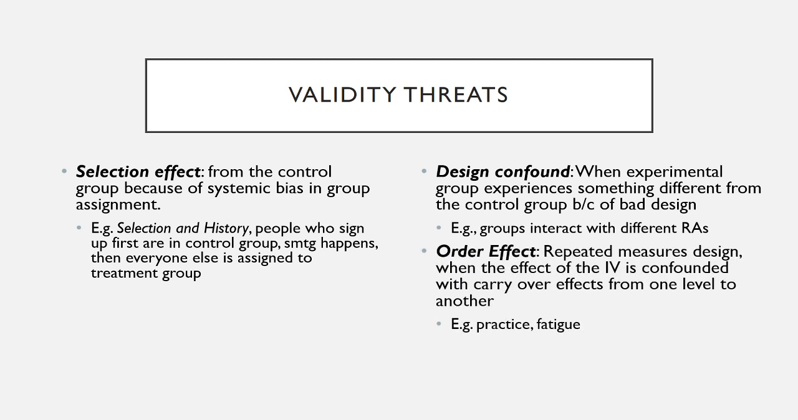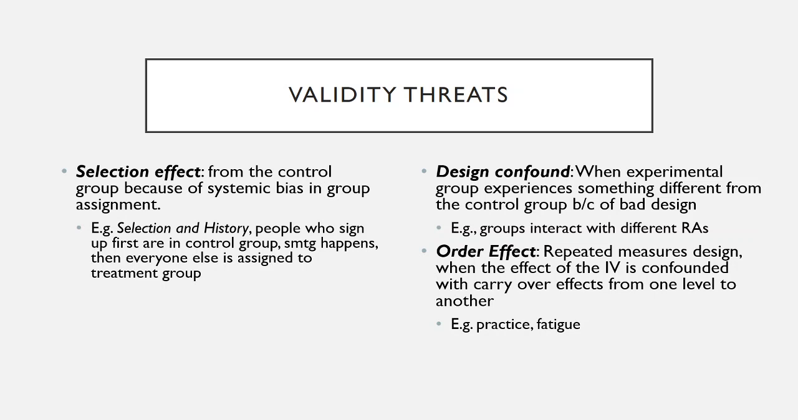Order effect is going to be in any repeated measures design when you see an effect over the course of time, where the effect of the IV is confounded by the fact that participants have taken many different conditions. So recall that a repeated measures design is when all your participants are exposed to all levels of your independent variable. So let's say you see a decrease in performance in the second condition of your independent variable, and you say, look, people did poorly in the second condition.